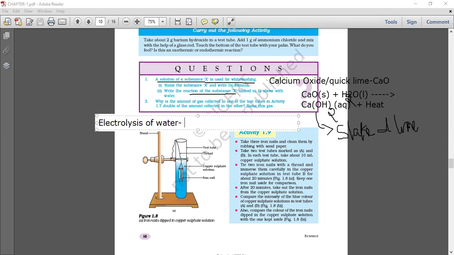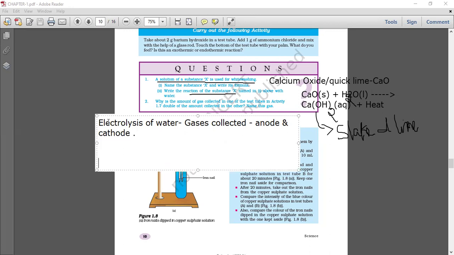And what are the gases collected? Tell me the gases which are collected. You watch the video also, please. Where are the gases collected? One gas is collected at the anode and another gas at the cathode. So now he's asking why one gas is double the other.